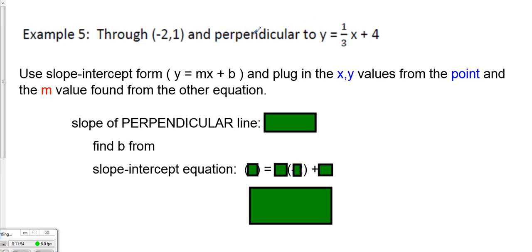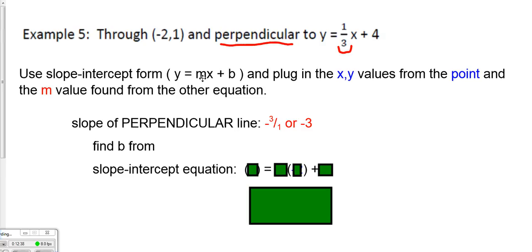We're going to try one with perpendicular, for example 5. So we're going through the point -2, 1. And we are going to be perpendicular to this y equals 1/3 x plus 4. So again, we're going to use the slope-intercept form, plug in the x and y values from the point, and the m that we found from the other equation. So if this one, the m value is 1/3, and we want perpendicular. Remember, perpendicular is opposite reciprocal. So if this was positive, it should be negative. If this was 1/3, it should be 3/1. So it'll be -3/1. Or you can call it -3.